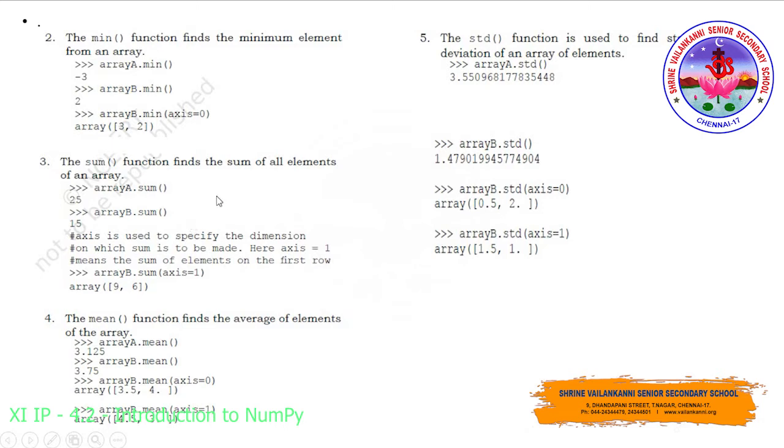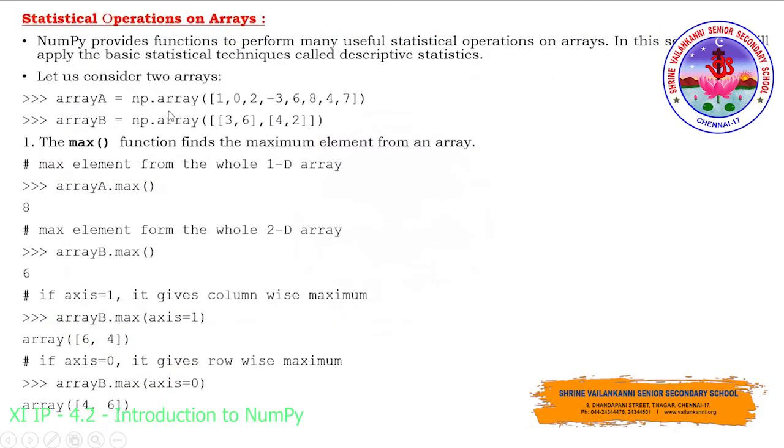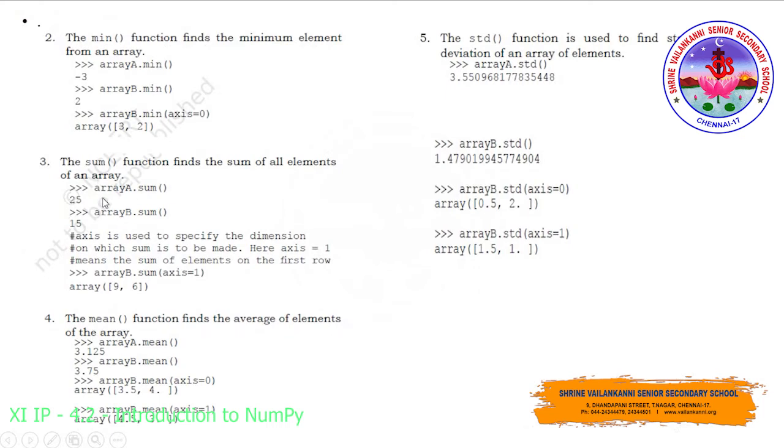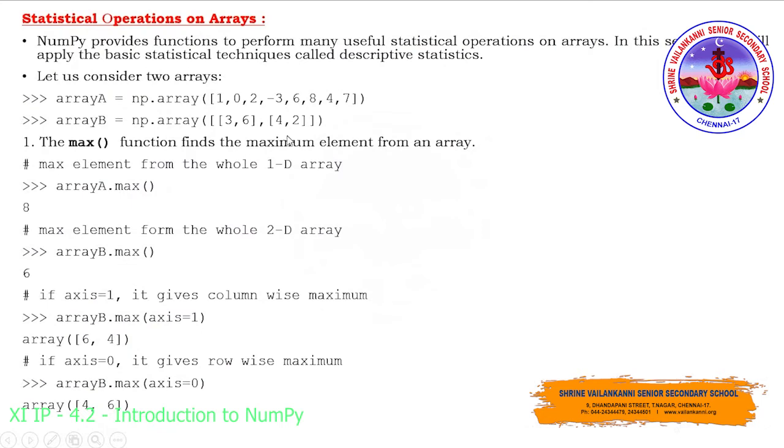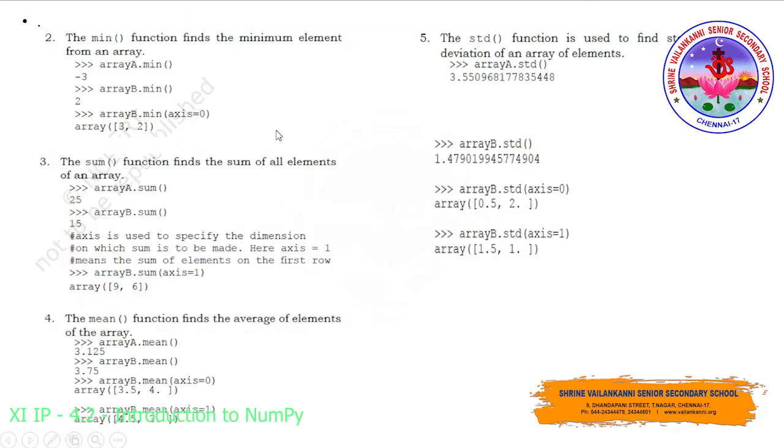And then the sum function. Using this function, it finds the sum of all the elements in an array. So when you provide array a dot sum, it will add all the elements present in the array. When you add all the elements present in array A, you will get 25. Similarly, array B dot sum will add all the elements in the array, even in a two-dimensional array. And now the mean function. Usually in statistics, mean helps you to find the average of the elements of the array.